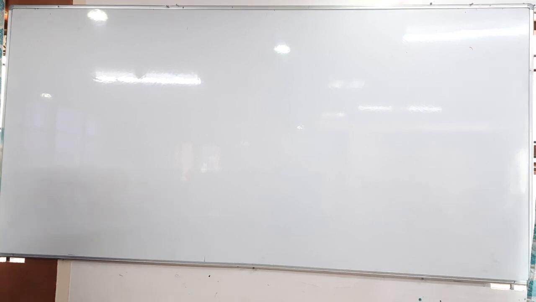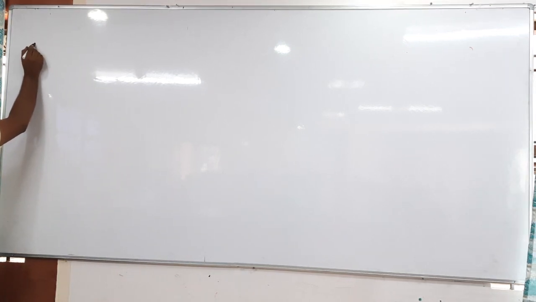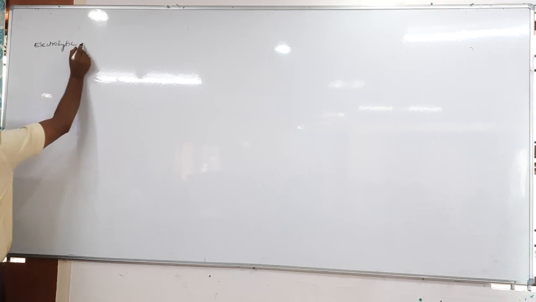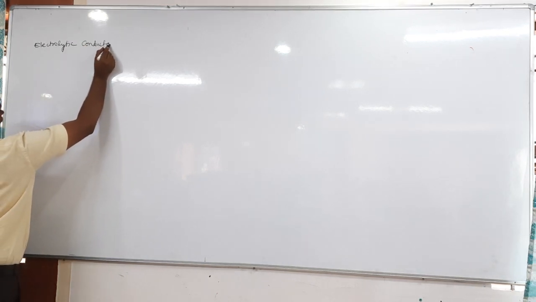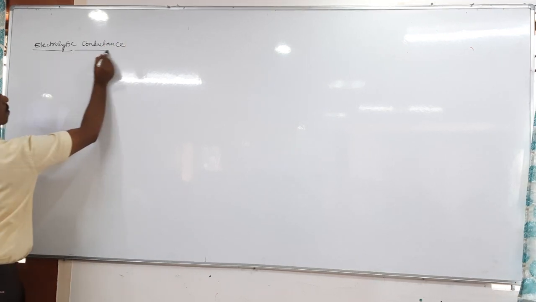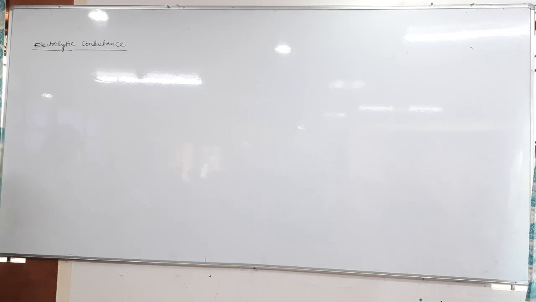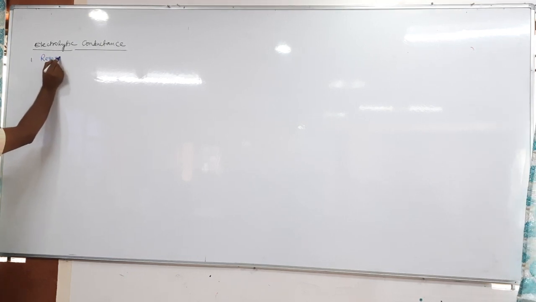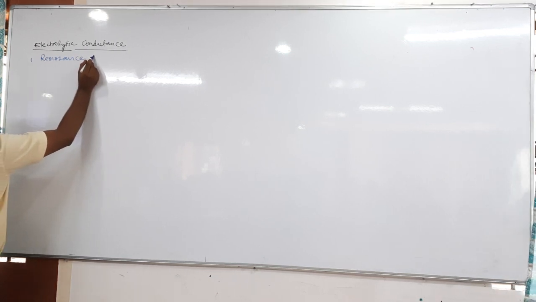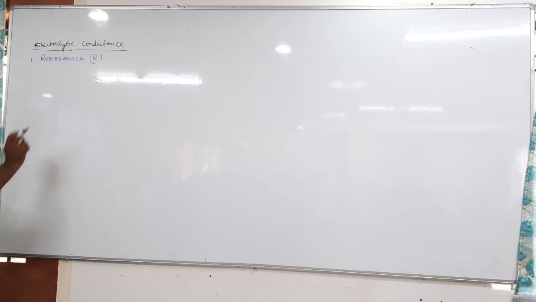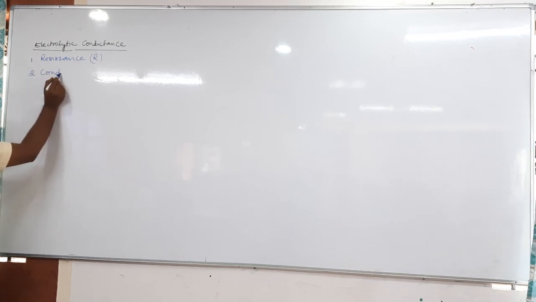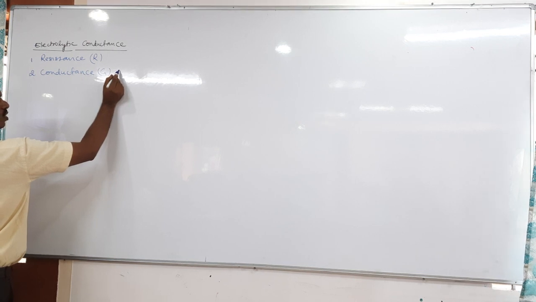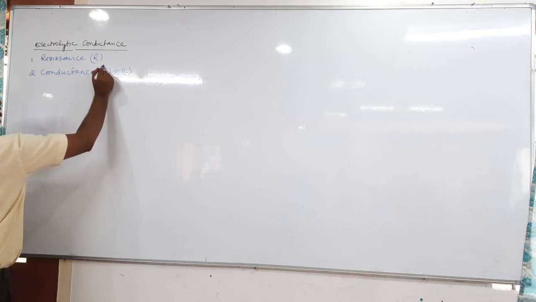Electrolytic conductance. In electrolytic conductance, we are going to study: one, resistance, denoted by R. Two, conductance, denoted by G, or in some books C, but in NCERT it is given as G.